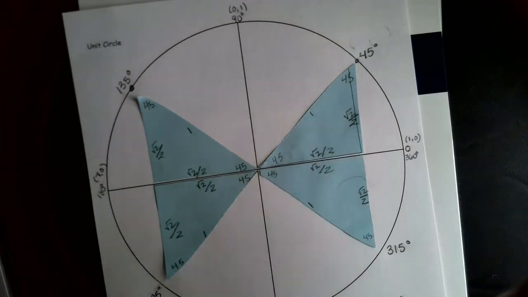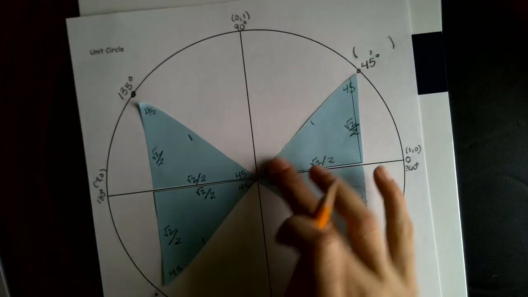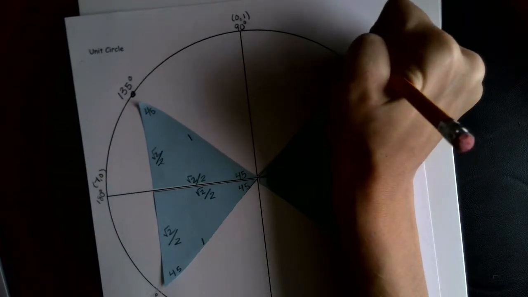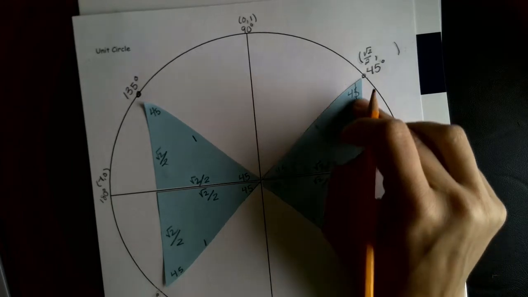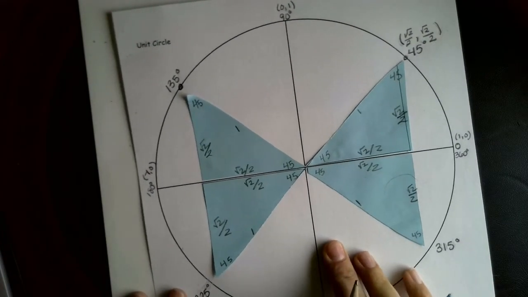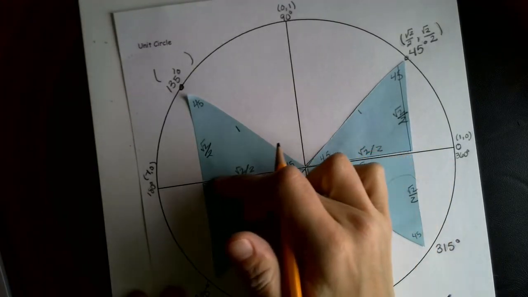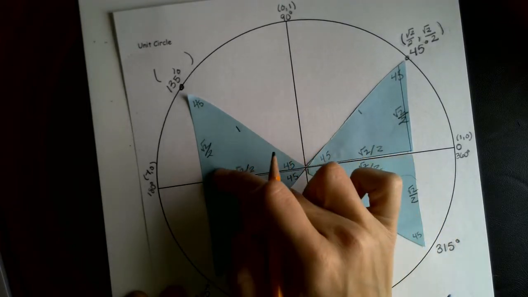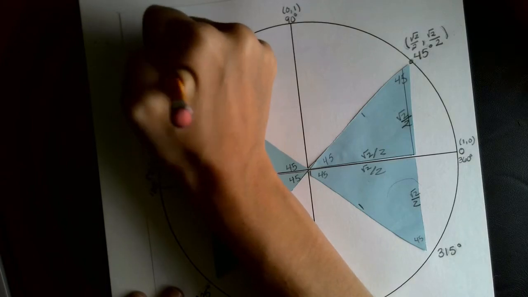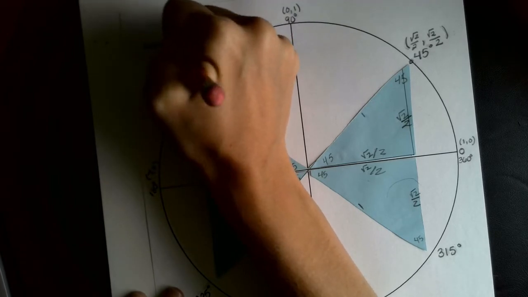Now let's label our coordinates. We have an x, comma, y. The x value of this coordinate is the square root of 2 over 2. And the y value is the square root of 2 over 2. For this coordinate, if you look, the x value goes to the left side. So the x value is negative, the y value goes up, so it is positive. So we are still going square root of 2 over 2, but our x value is negative, our y value is positive.